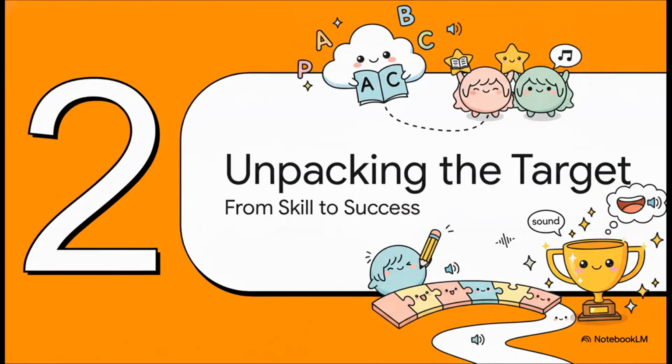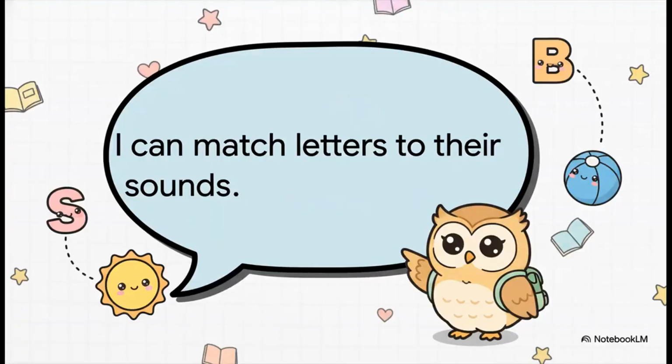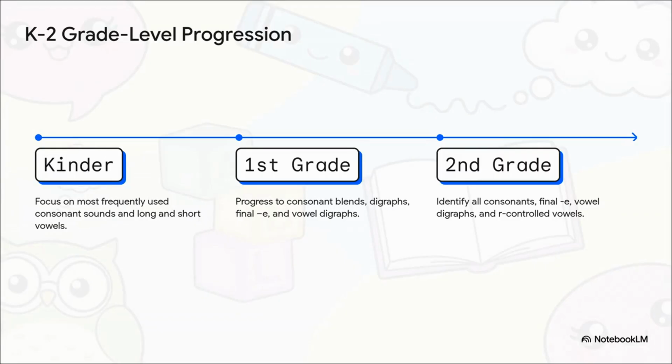All right, let's unpack this thing. We're going to translate this teacher-talk standard into a super clear, kid-friendly goal. And we're going to define exactly what mastery looks and sounds like in a real classroom. For our students, the goal is just this simple. I can match letters to their sounds. This is our learning target. It's clear, it's focused, and when a student can truly say this and do this, we know we're on the right track.